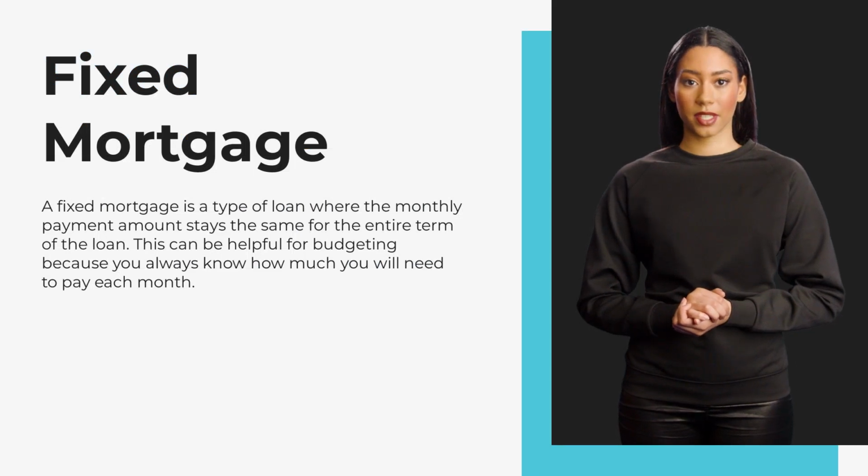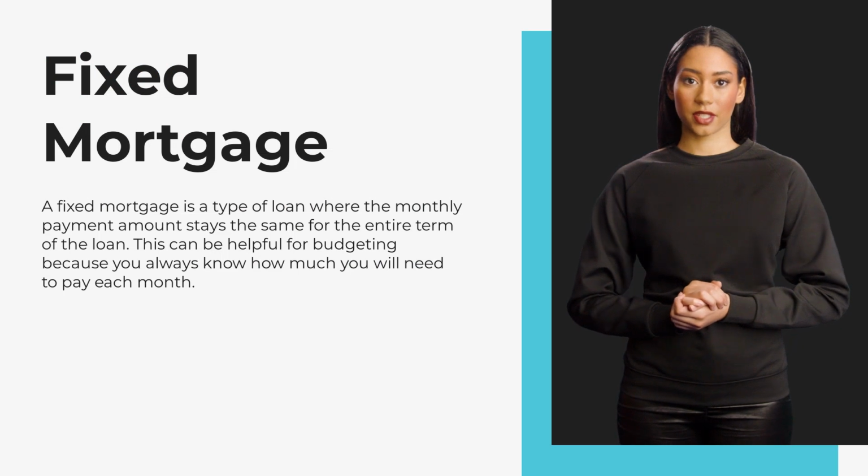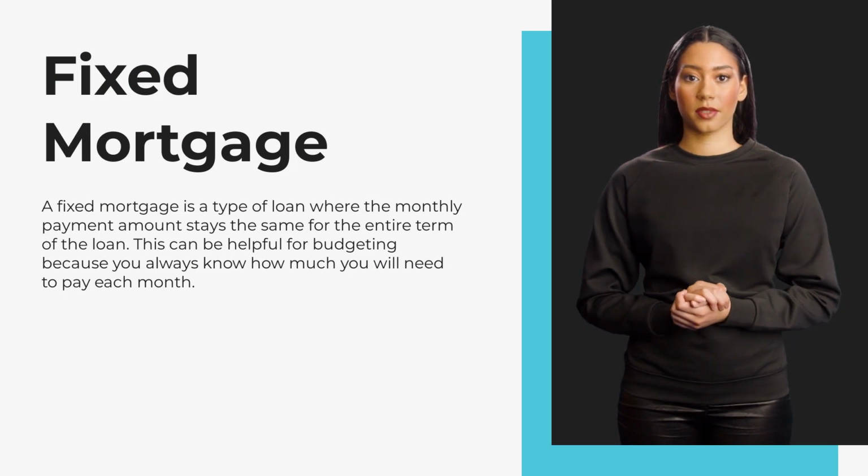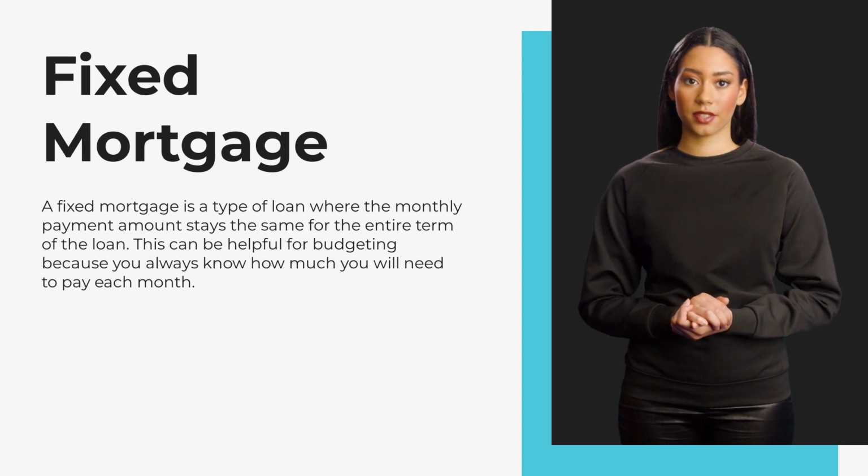A fixed mortgage is a type of loan where the monthly payment amount stays the same for the entire term of the loan. This can be helpful for budgeting because you always know how much you will need to pay each month.